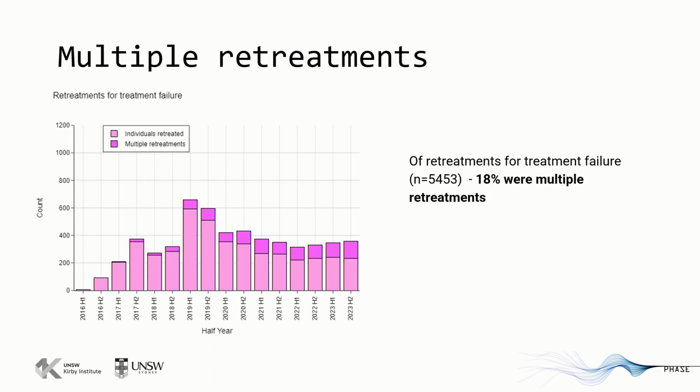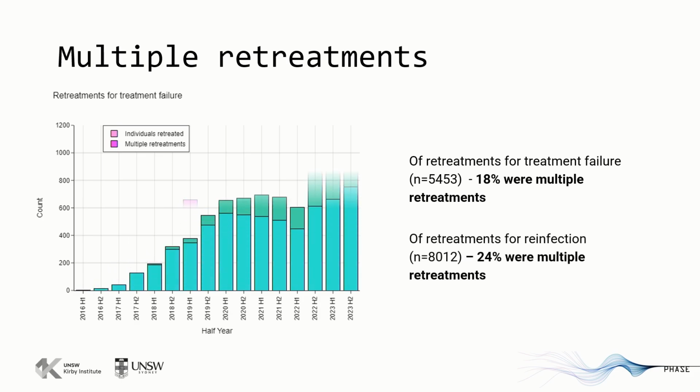Now we can also look at where the multiple retreatments are coming in. So of retreatments for treatment failure, around 18% were multiple retreatments, and that's increased very steadily over time. Looking at reinfection though, 24% were multiple retreatments, and this is increasing quite considerably over time.